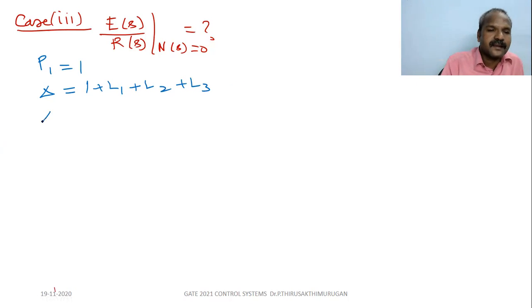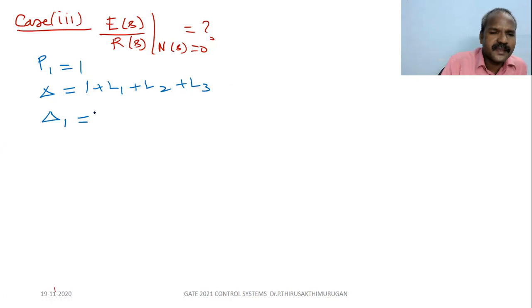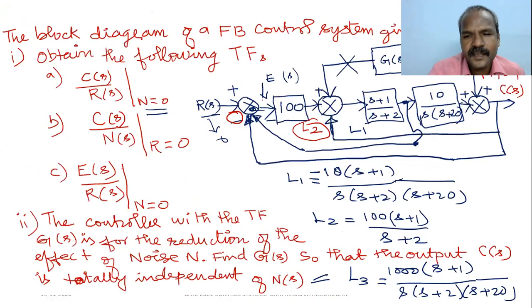So what is delta 1? Which loop is not touching the forward path? What is the gain product of two non-touching loops? 1 minus, we only have two non-touching loops, which is 10 into (S plus 1) by S into (S plus 2). So from this point to this point, only this loop is not touching the forward path. Clear?